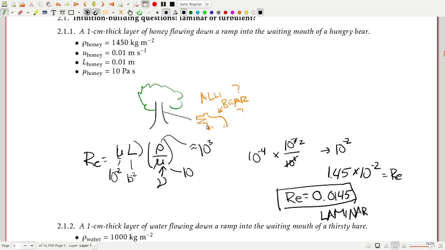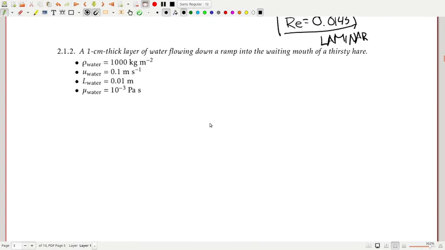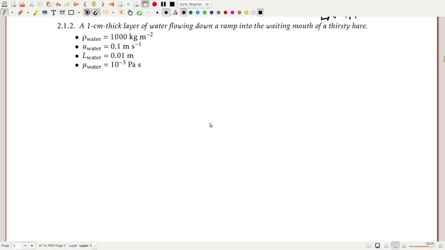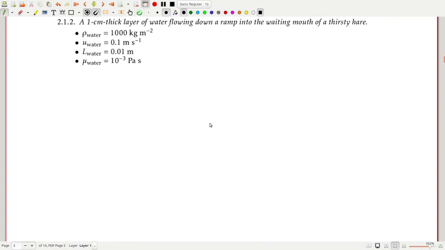So our alligator, I can't even keep a straight face looking at that. Our owlbear is having a nice smooth stream of honey entering its mouth. All right, so it's going to get worse. So a 1 centimeter thick layer of water flowing down a ramp into the waiting mouth of a thirsty hare.